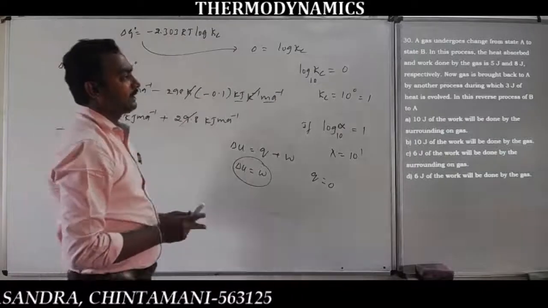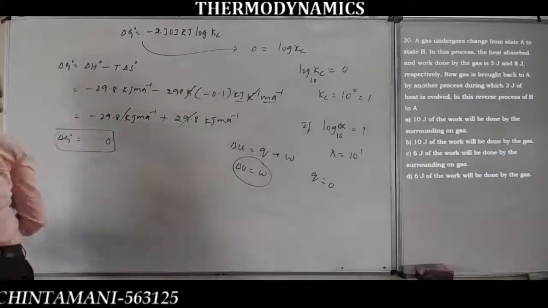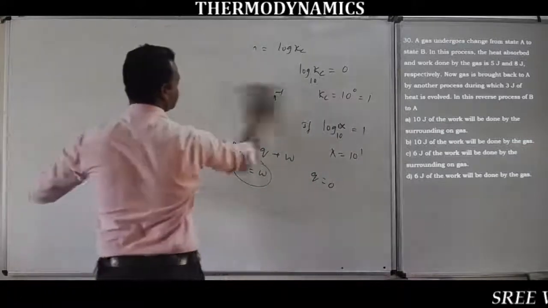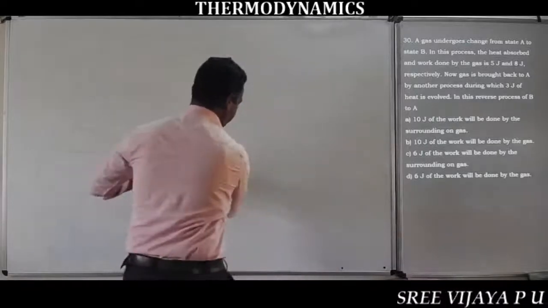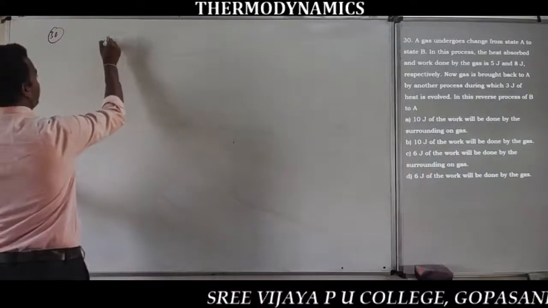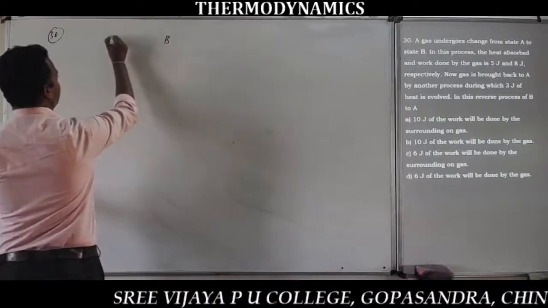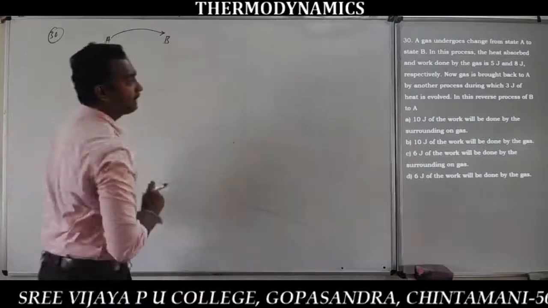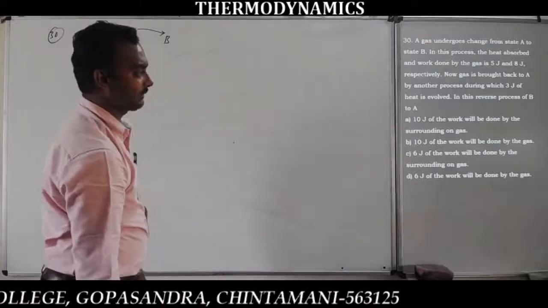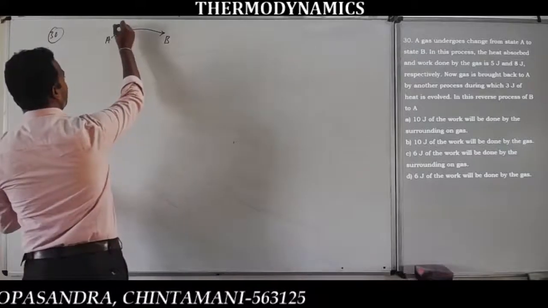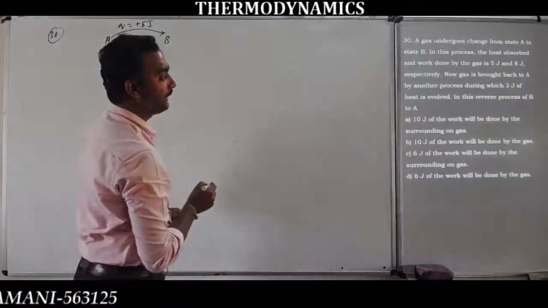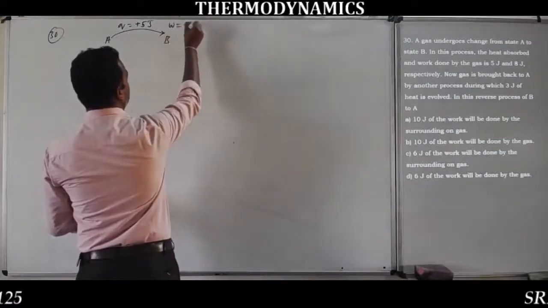Yes, next. A gas undergoes changes from state A to state B. That is question number 30. So what happens in this process? Heat is absorbed and work done by the gas is 5 joule and 8 joule respectively. Heat is absorbed means Q is equal to plus 5 joule. And what is the work done? Work done by the gas means W is equal to minus 8 joule.